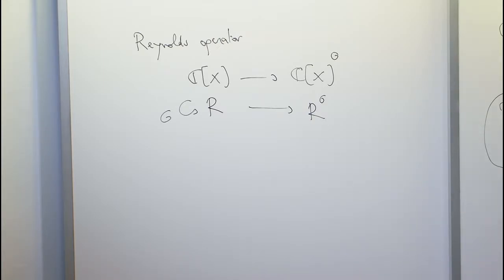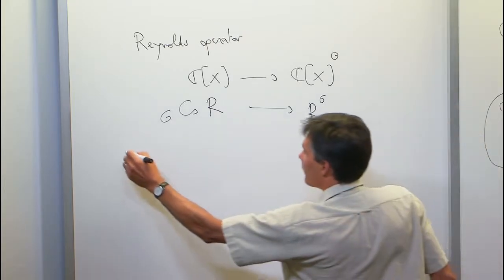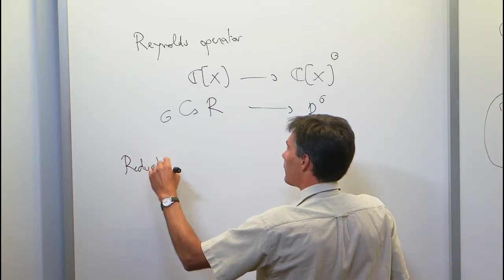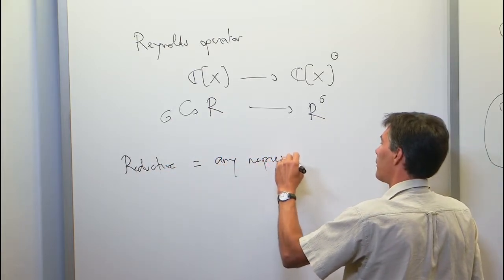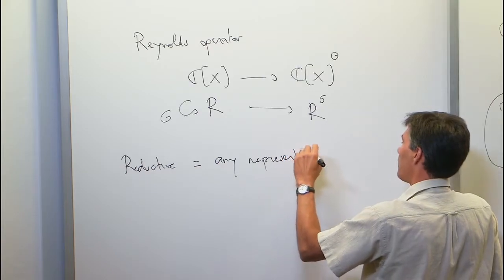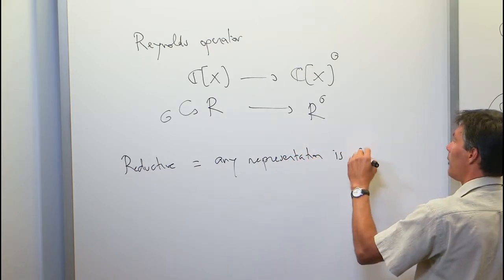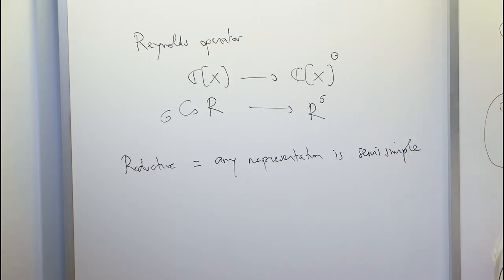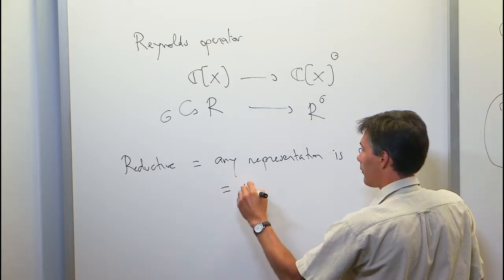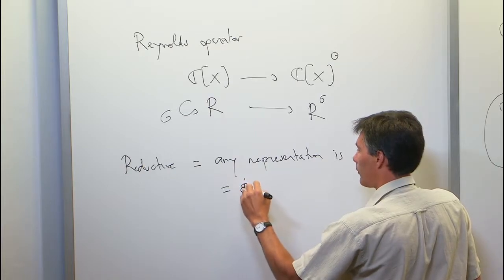The reductive groups, you can think of these as those for which any representation is semi-simple. Reductive means that any representation, over the complex numbers, is semi-simple, which means that it is a direct sum of irreducible representations.